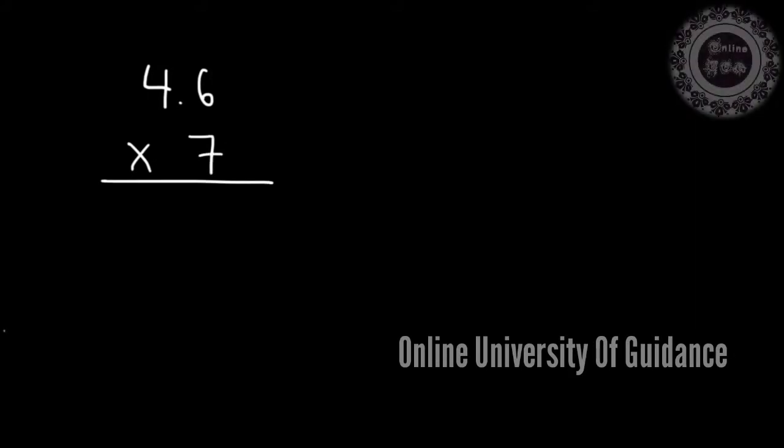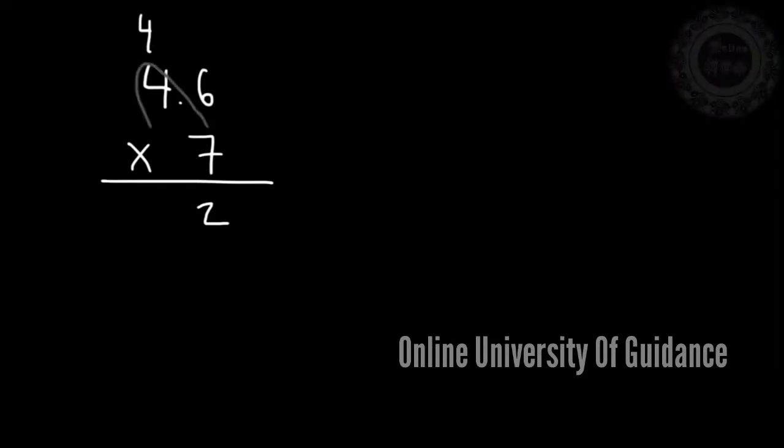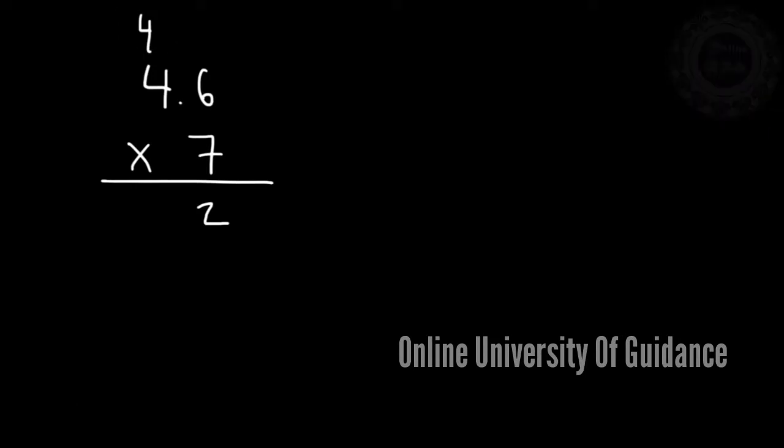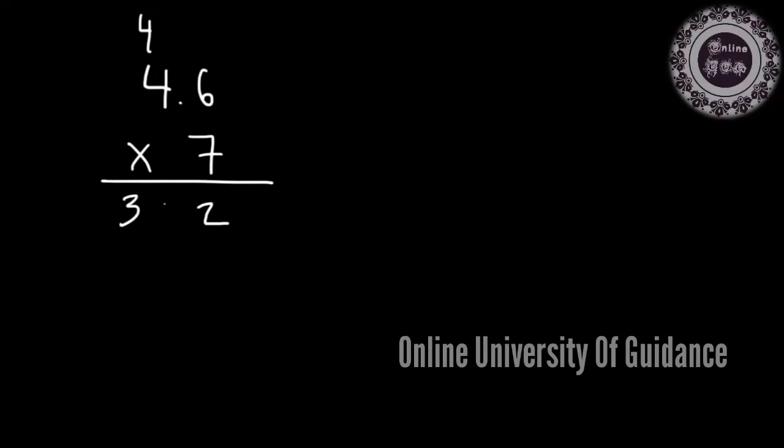Well, first, we need to multiply 6 times 7. 6 times 7 is 42. So we need to put the first number 2 and carry over the 4. Next, let's multiply 4 times 7. 4 times 7 is 28, and we need to add the 4 on top. 28 plus 4, that's 32.